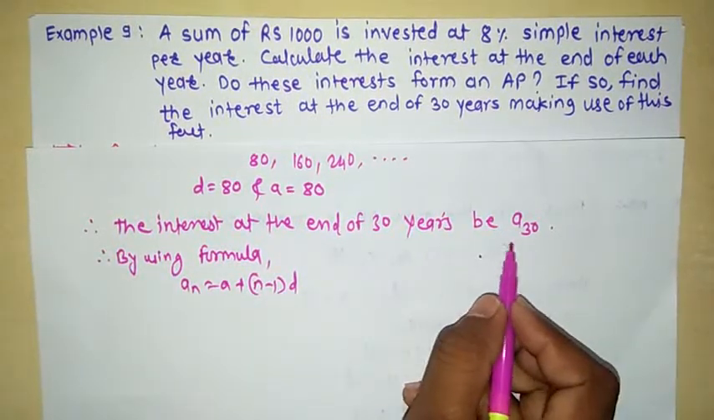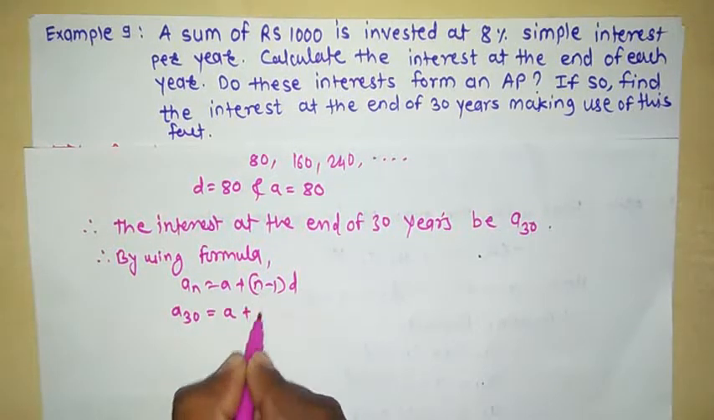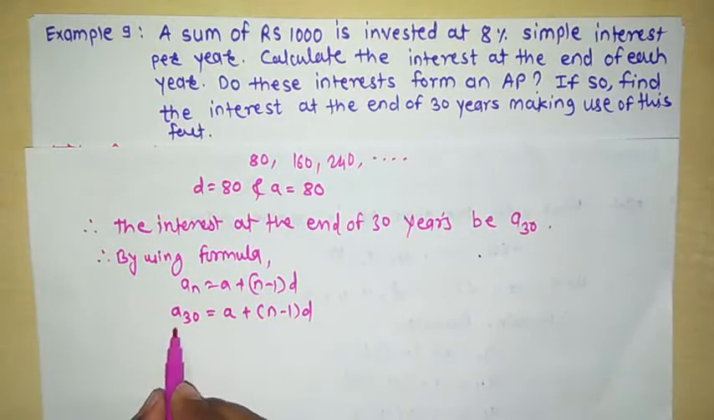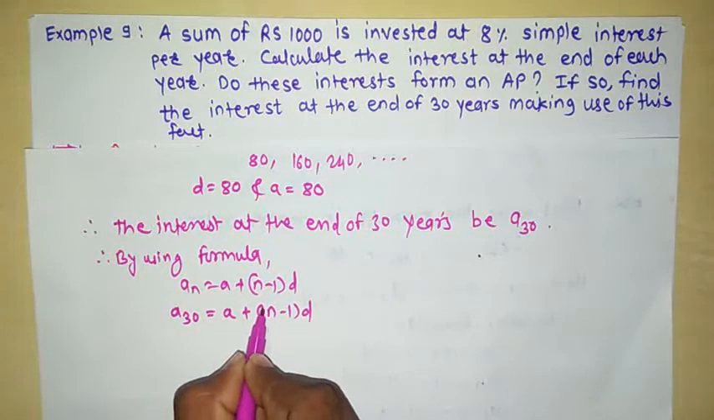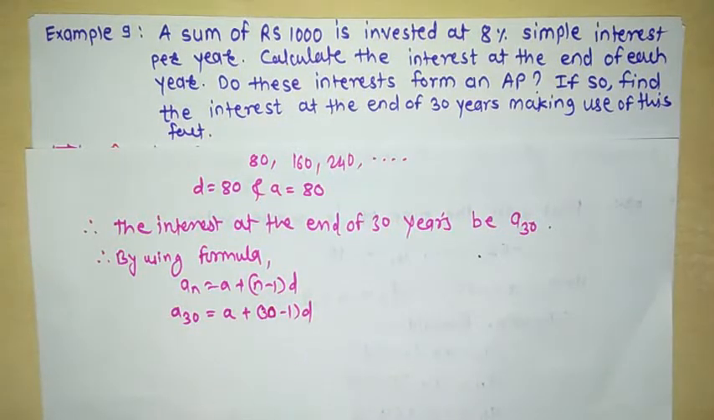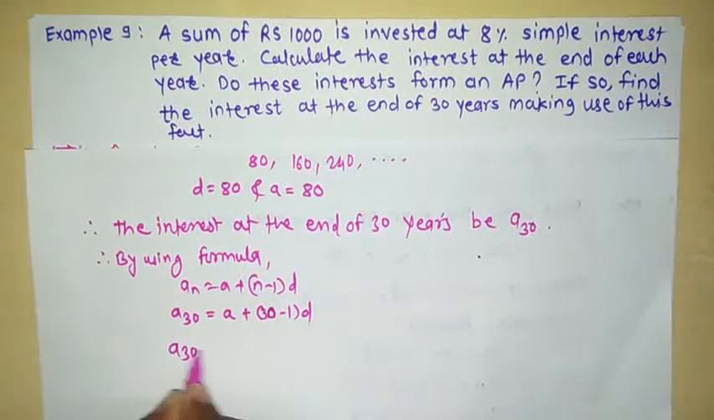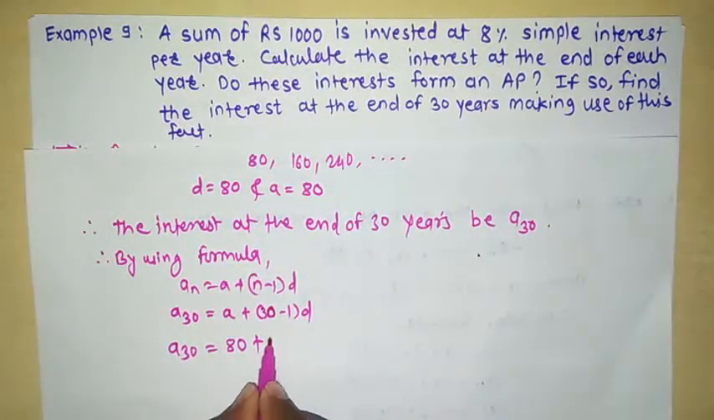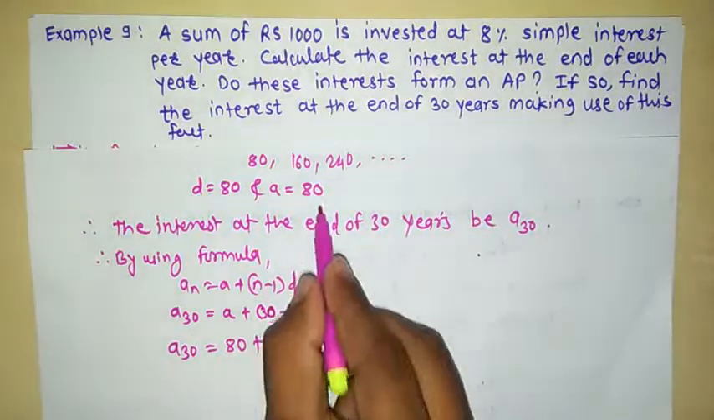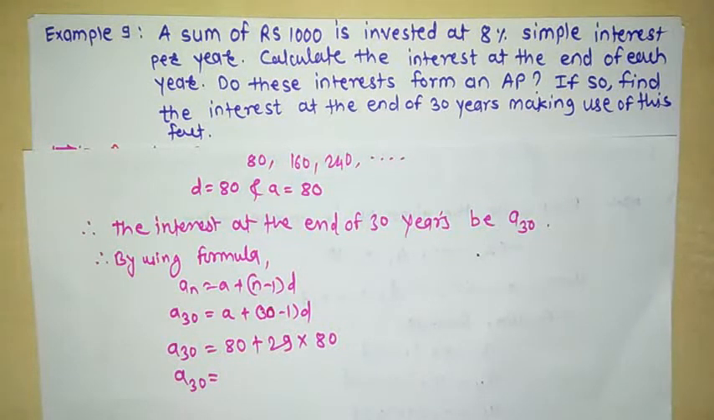Here we have to find A30, that is the 30th term. Therefore, instead of an, we have to write A30 is equal to first term A plus n minus 1 into D. Here, instead of n, we have to write 30 because we are going to find the 30th term. So 30 minus 1 into D. Now, what is the value of A? A is 80, that is, the first term is 80. 30 minus 1 is 29 into D, the common difference, which is 80.